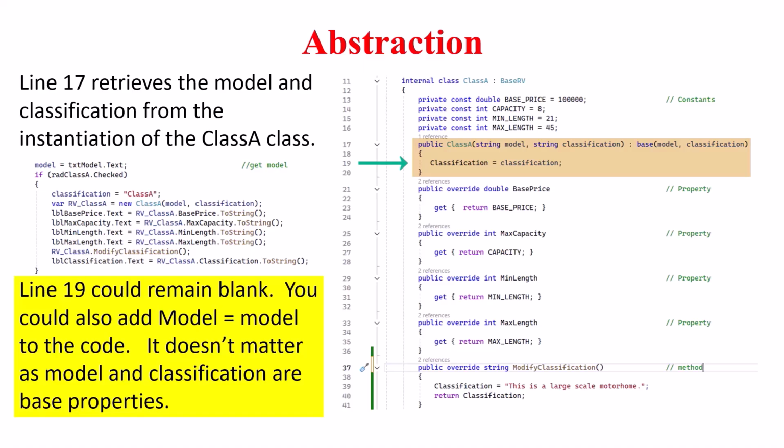Line 19 could remain blank. It could also add model equals model to the code. It doesn't matter, as model and classification are base properties. And I tried it both ways. I tried it with or without, and it works the same.